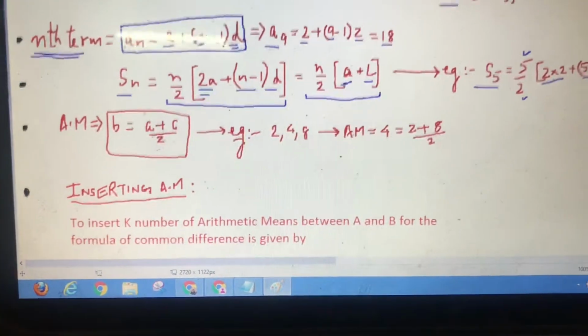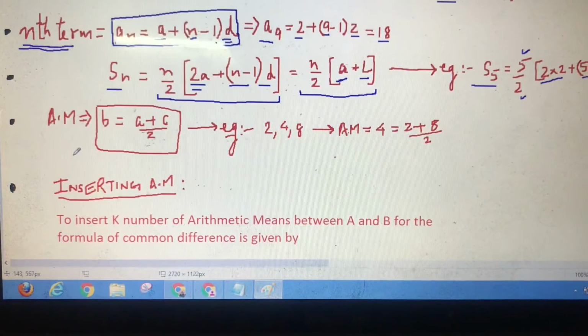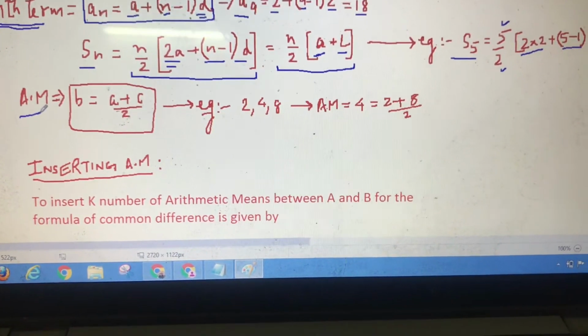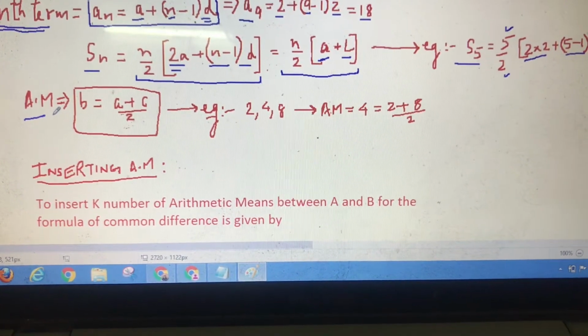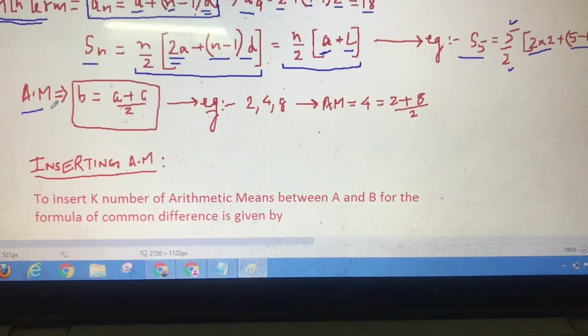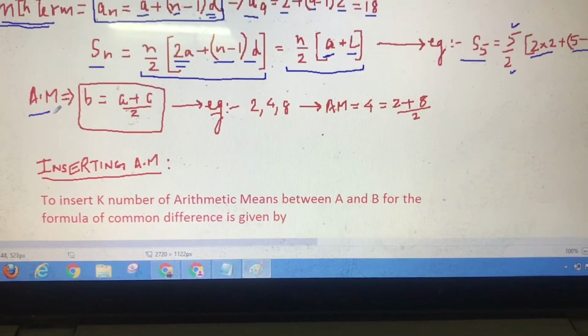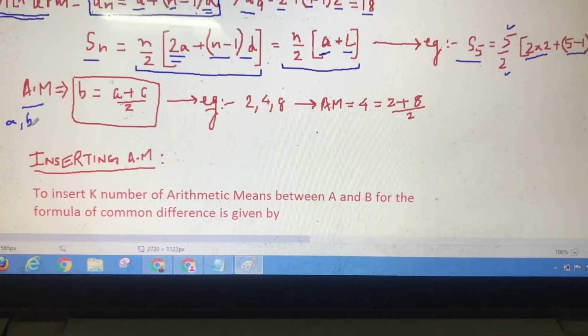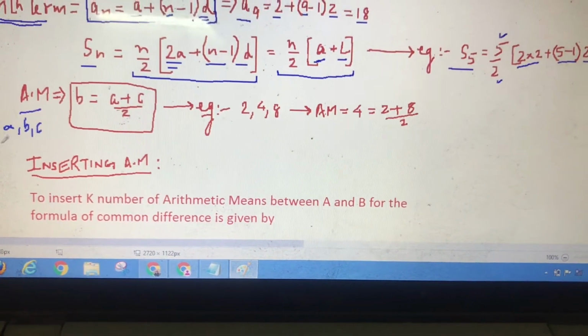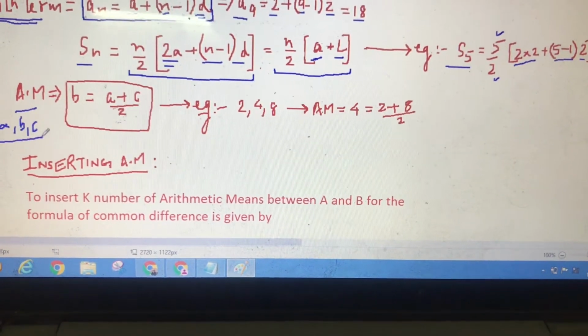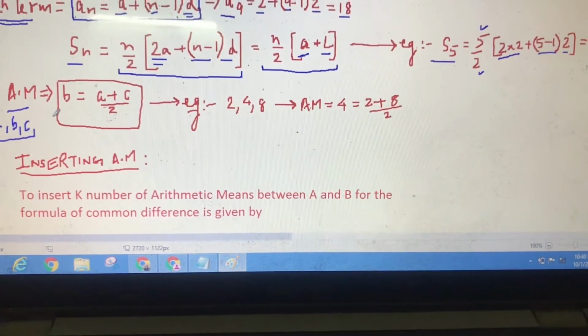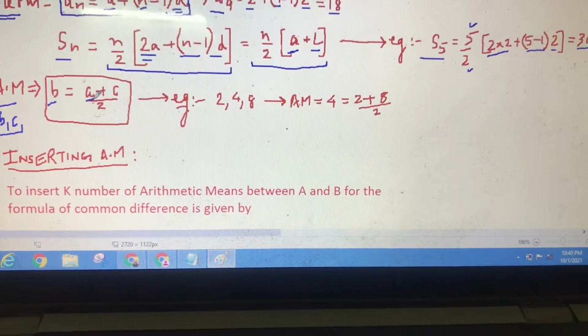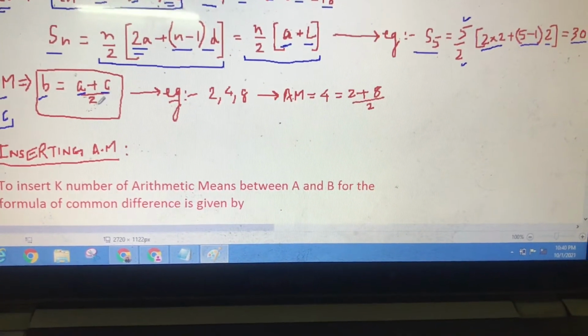Okay, let's move forward. Now what is arithmetic mean? Always when we talk about mean, it means the middle value. So always we are talking about 3 terms. Arithmetic mean of A, B and C. Arithmetic mean means the middle value. So middle value B will always be equal to the first value A plus last value C upon 2.